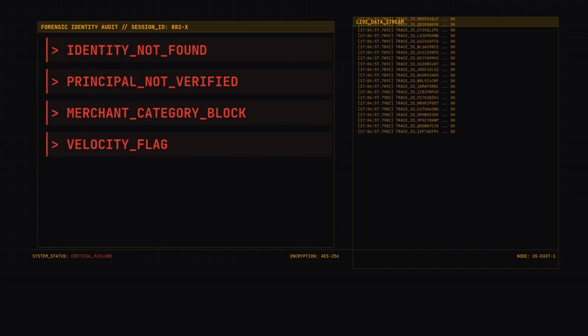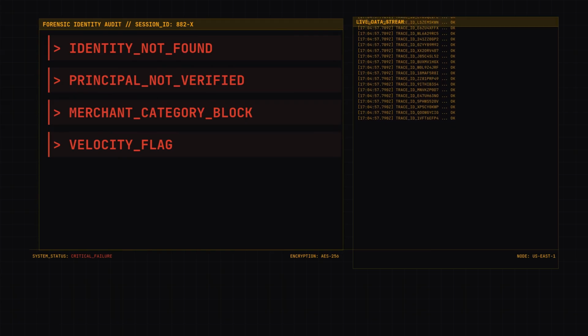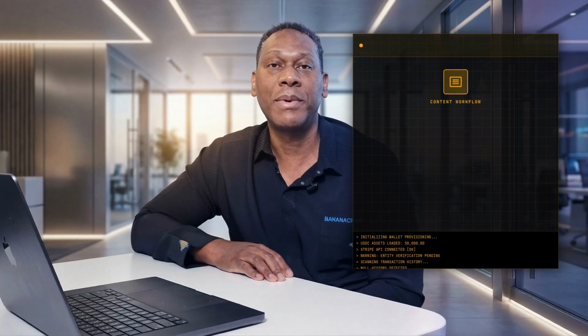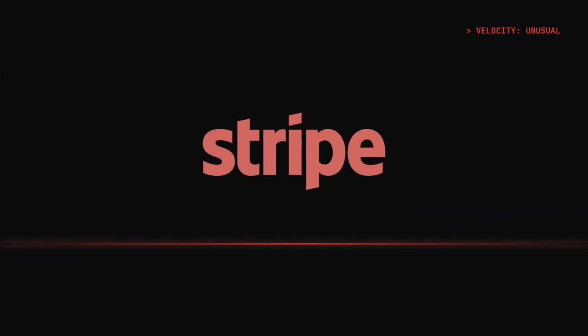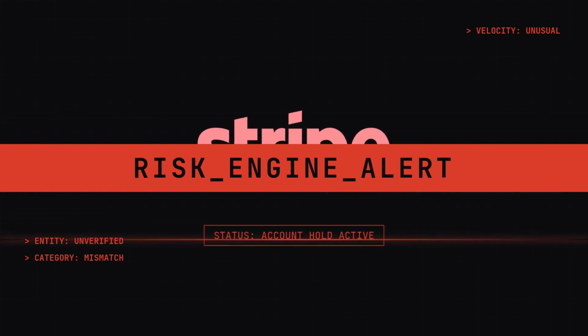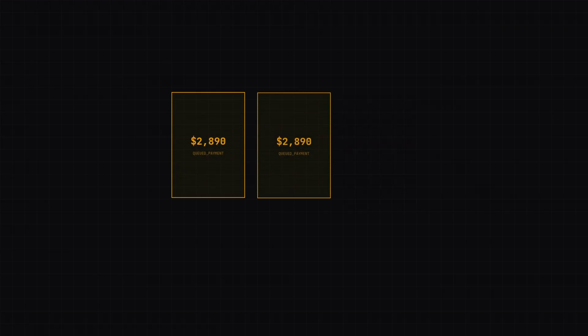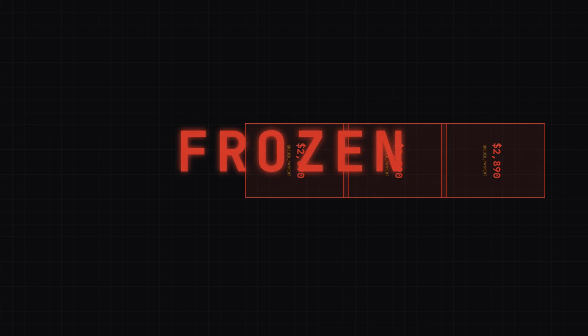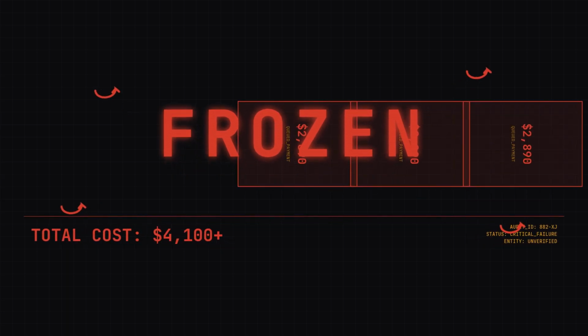Real scenario. A solo operator running an agent-managed content workflow had their agent paying freelance writers. Wallet provisioned, USDC loaded, Stripe connected. What it didn't have, a verified entity on the Stripe account or a seeded transaction history. On day 11, the agent paid a writer $340. Stripe's risk engine flagged it 12 hours later. Unusual velocity, unverified entity, merchant category mismatch. Stripe placed a hold. While the account was on hold, 3 queued payments totaling $2,090 were frozen. 2 clients issued chargebacks. 1 writer invoiced a $180 late penalty. Total cost of a $12 unverified entity error, over $4,100.